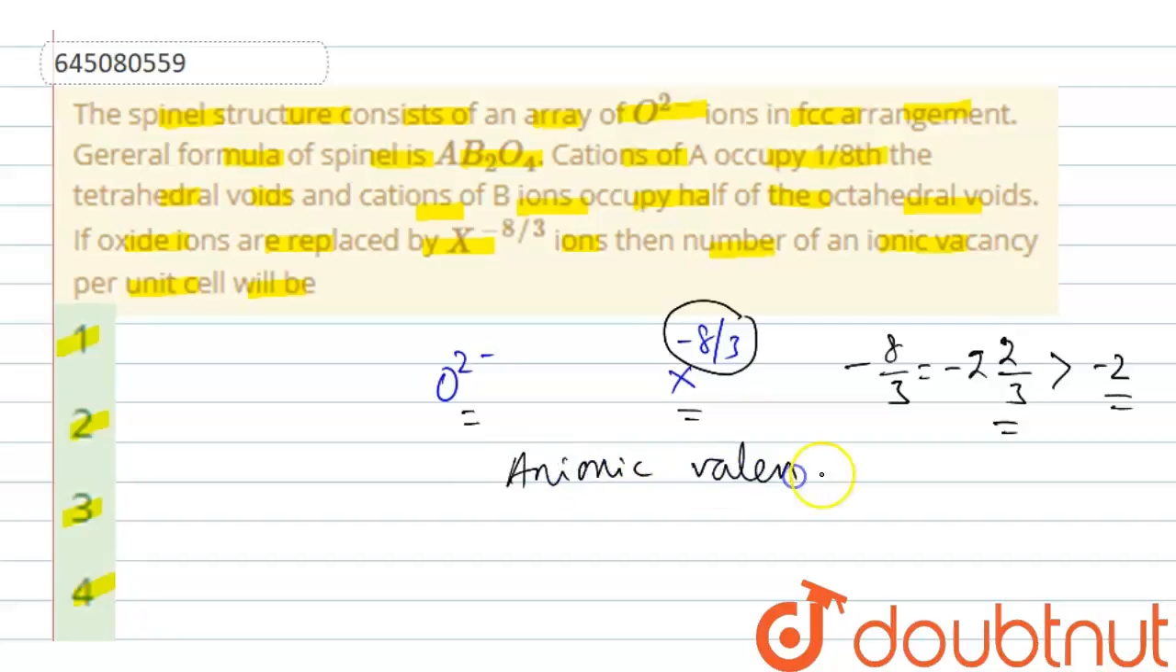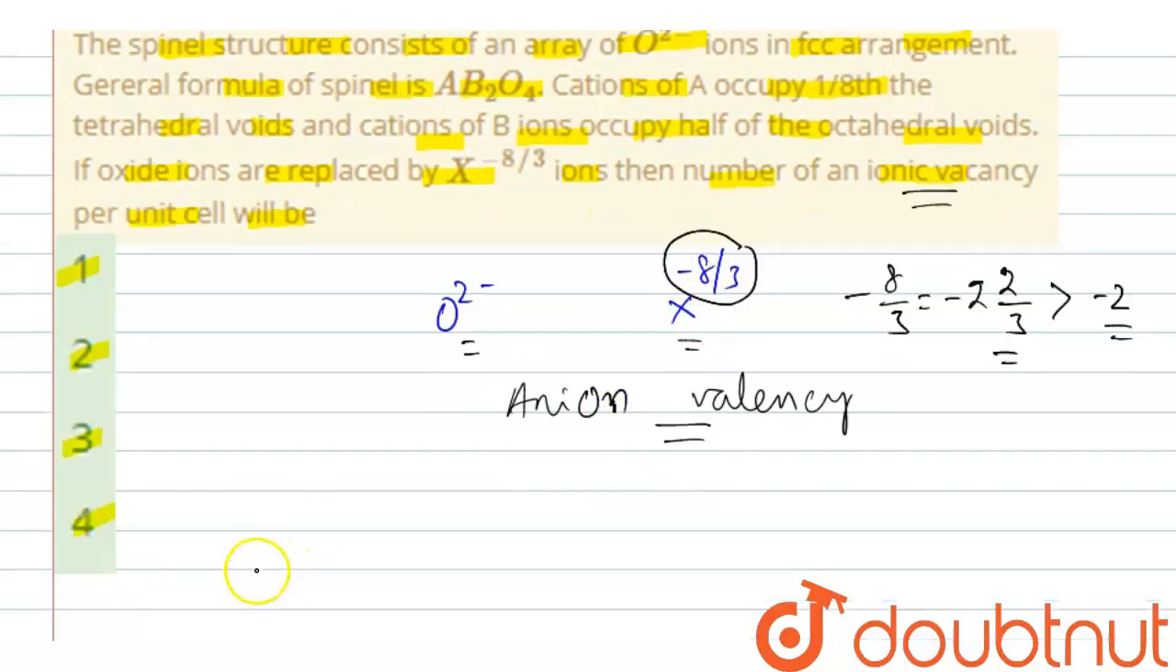We will get anion vacancy. Therefore, from anions we can find out the ionic vacancy. The ionic vacancy is not of cations, only of anions, because the ions with which we are replacing oxide ions have more charge. Now let us see.